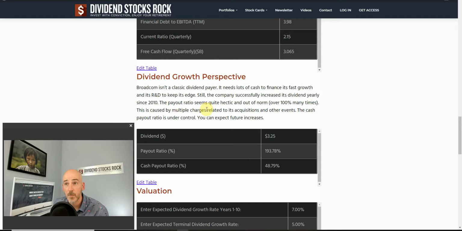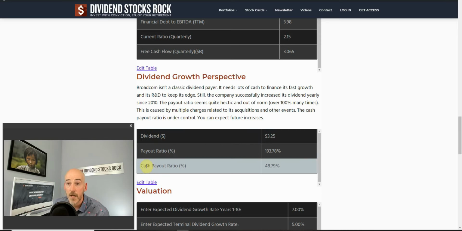This is caused by multiple charges related to acquisition and other events. If you look at the quarterly earnings, what you will find, for example, at the time of the recording, the latest earnings show the company recorded $1.5 billion in amortization on recent acquisitions. So basically, when you use the non-GAAP EPS, you will have a decent payout ratio. But when you use the classic GAAP EPS, this is where you have a ridiculous payout ratio. But then you can look at the cash payout ratio, which is 48%. Well, let's say 50%.